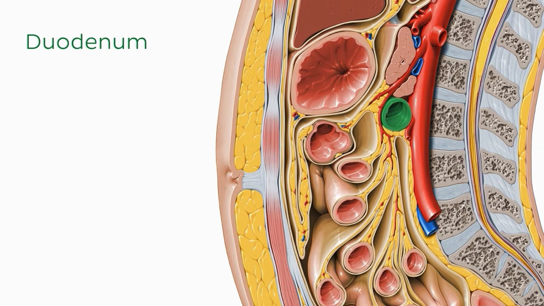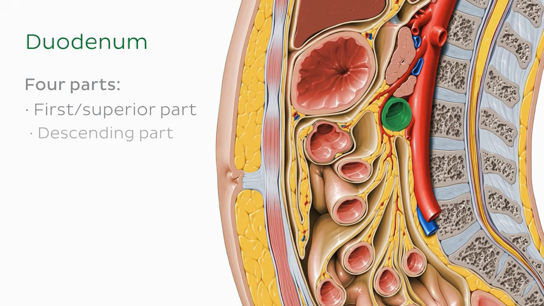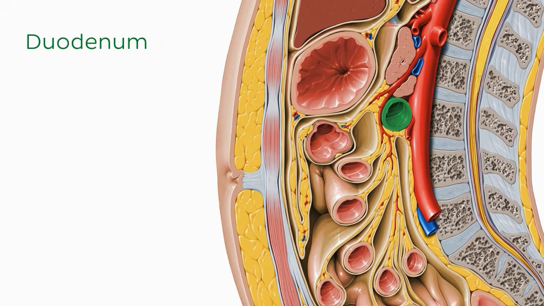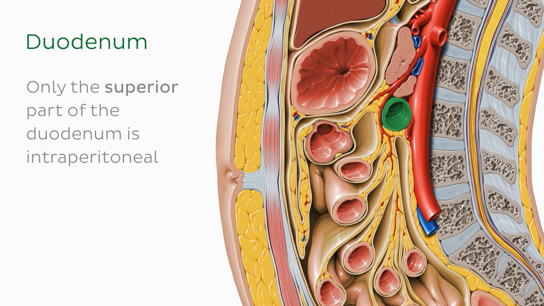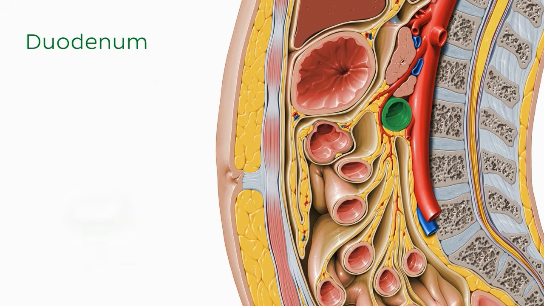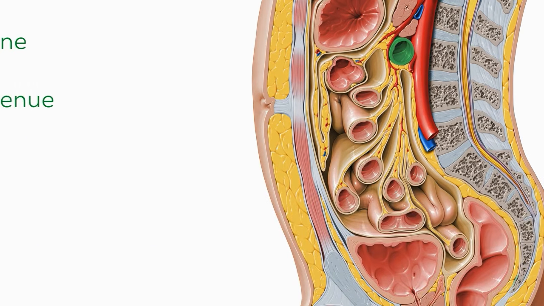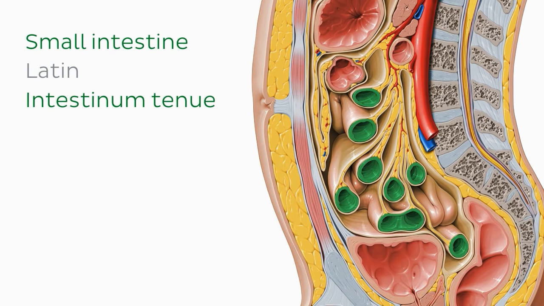The duodenum is shaped like a C with 4 parts. And these 4 parts are the first or the superior part, the descending part, the horizontal part, and the ascending part. In this illustration, the part of the duodenum that you see highlighted in green is the horizontal part of the duodenum or the bottom part of the C. It's really important to note, however, that only the superior part of the duodenum is intraperitoneal, while the distal 3 parts are all retroperitoneal.